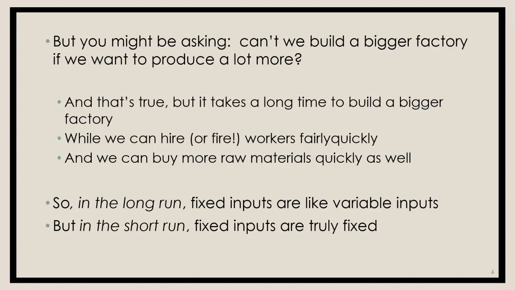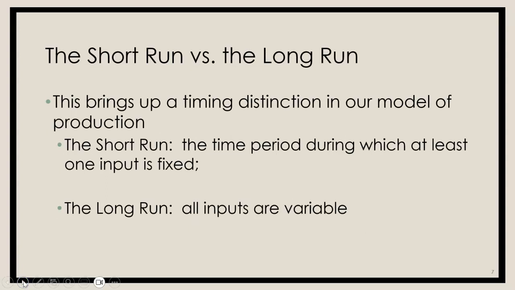So, in the long run, fixed inputs are just like variable inputs. Over a long period of time, we could build a bigger factory. But in the short run, the fixed inputs are truly fixed. However much we want to produce tomorrow, we're stuck with a particular factory size. And that factory size will stay the same no matter how much we produce. This brings up a timing distinction in our model of production that's truly important for the rest of the course. The difference between the short run and the long run.